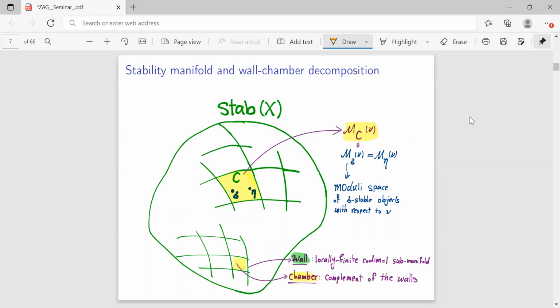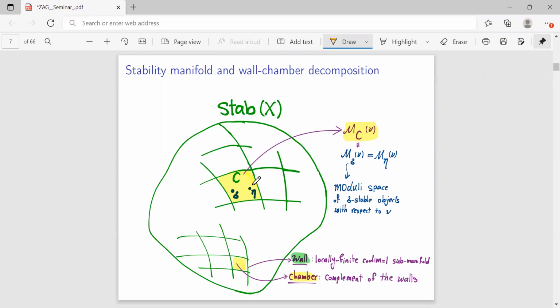Okay, let's assume that this stability manifold exists for our space X, and in the ideal situation, this stability manifold is decomposed into this wall and chamber structure. What is wall and chamber? Well, a wall is a locally finite codimension one submanifold of this stability manifold, and the complement of the walls are chambers.